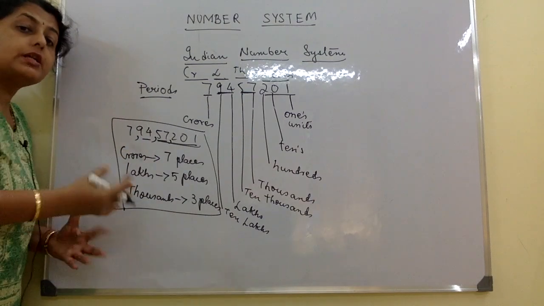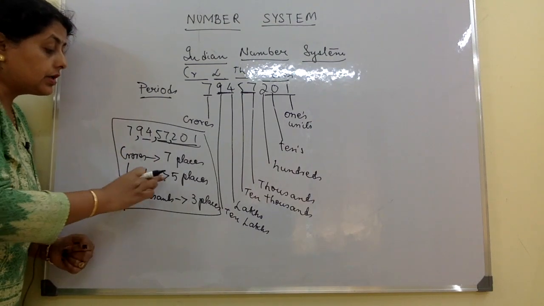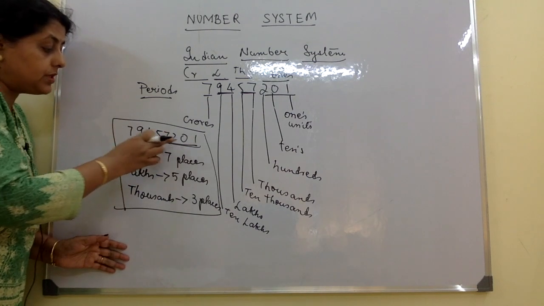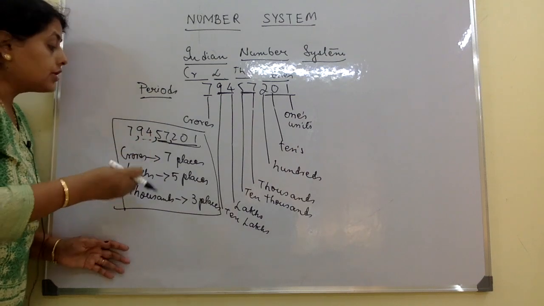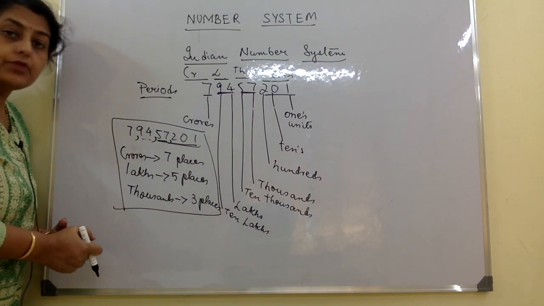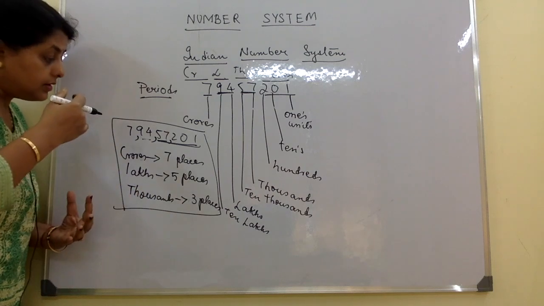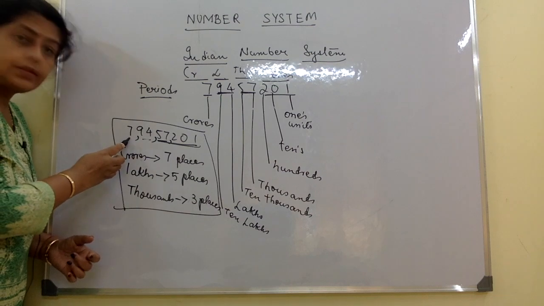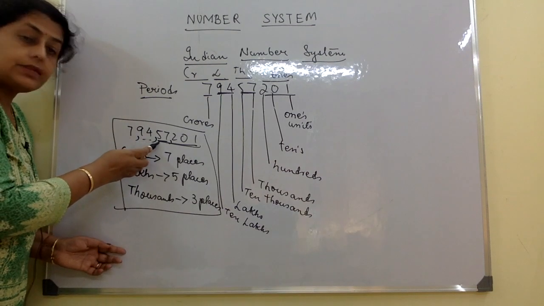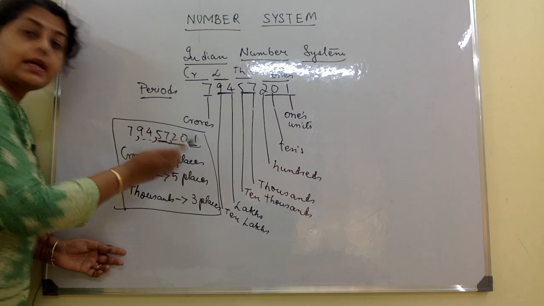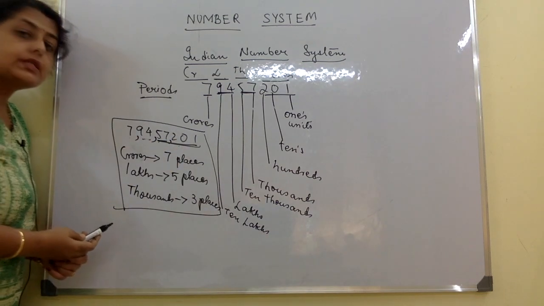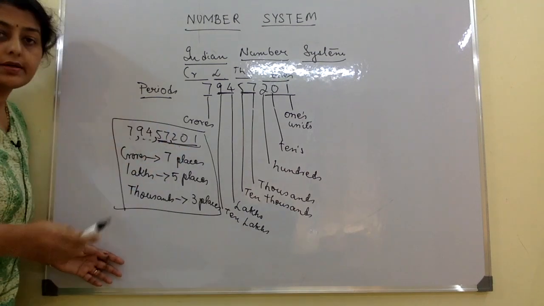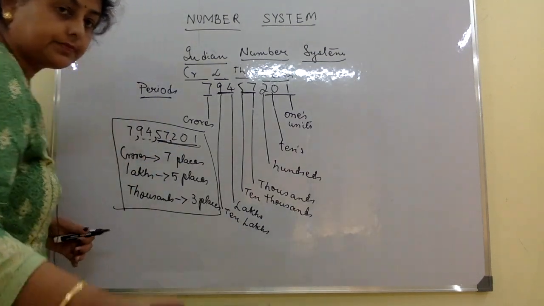It makes it very easy for us to understand. After this 94 we have 5 places, so we say 94 lakhs. So this number, if we are going to write in words, we will say 7 crores 94 lakhs 57,201. Okay, so 7 crores 94 lakhs 57,201. I'll write it for you all.